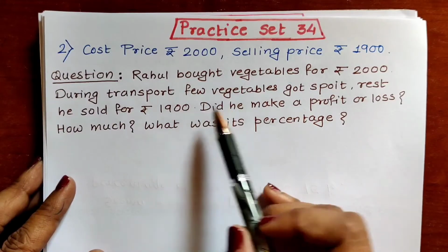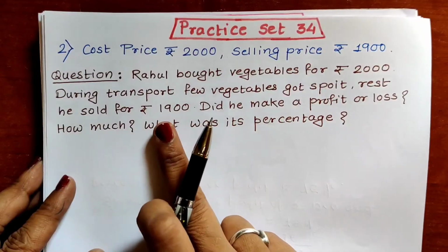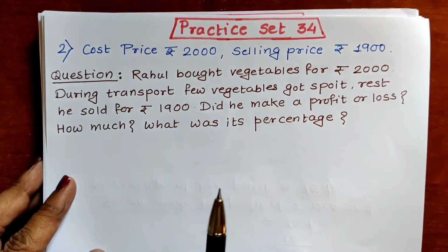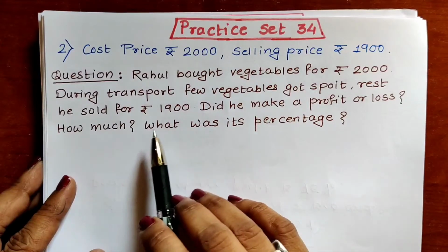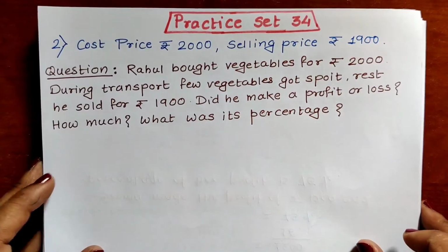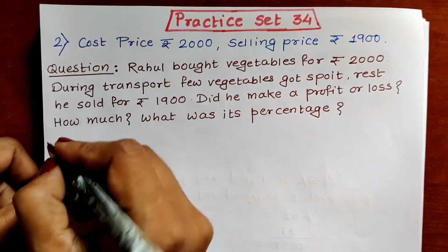That means few vegetables he has to throw away and the remaining vegetables he has to sell at rupees 1900. So did he make a profit or loss? How much, and what was its percentage? In this way we have to frame the question. So your question can be different than mine. I am going to solve this question now. Solution.